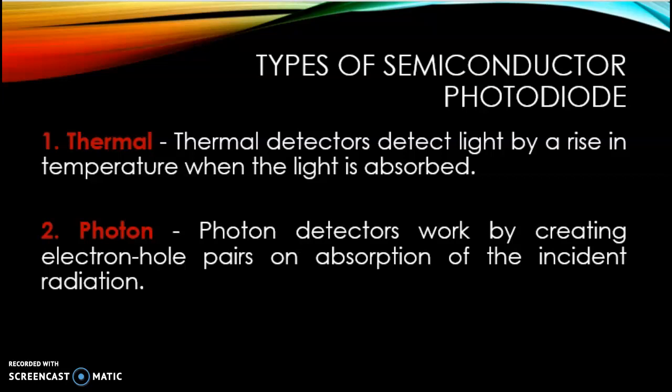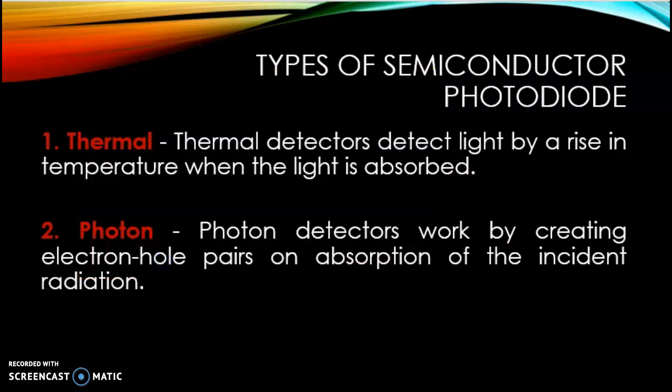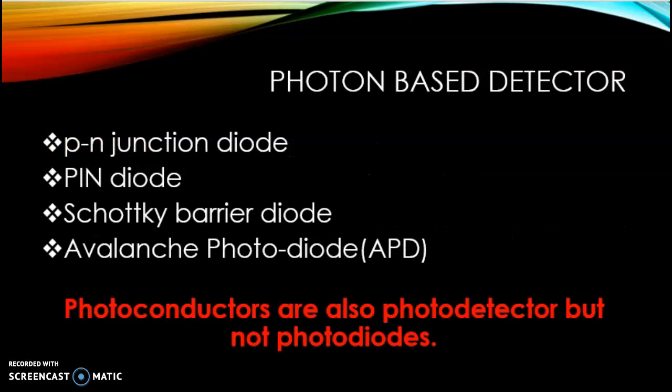Mainly it is of two types, thermal and photon. Thermal detectors detect light by a rise in temperature when the light is absorbed, and photon detectors work by creating electron-hole pairs on absorption of incident radiation. In this lecture video, we will discuss some photodetectors based on photons.